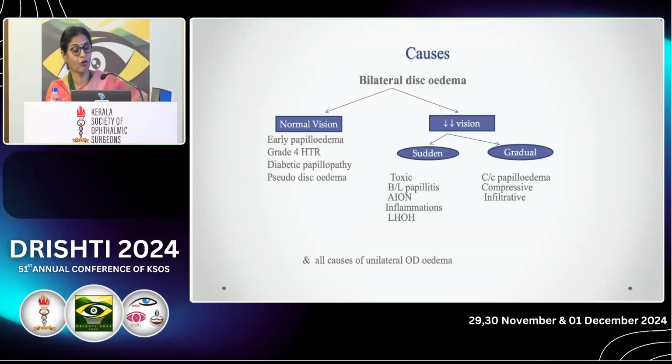Now let's see some causes of disc edema. If it is bilateral with normal vision, it may be an early papilledema, a grade 4 hypertensive retinopathy, or a diabetic papillopathy. And if it's associated with decreased vision of sudden onset, it may be toxic, like in methanol poisoning. It may be an atypical papillitis, sequential involvement in AION, or inflammatory conditions. And if gradual, it's a vintage papilledema, and sometimes compressive or infiltrative lesions affecting the optic nerve.